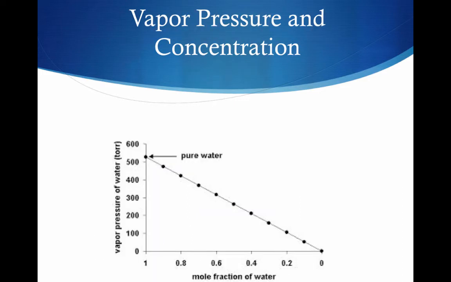Looking at this graphically, here you see vapor pressure of water graphed versus the mole fraction of water. Mole fraction is a form of concentration that we're not going to deal with in this class, but you'll notice that the vapor pressure is highest when we have pure water. But as the amount of pure water decreases, notice this scale goes backwards here, and the amount of solute increases, our vapor pressure will get lower and lower.